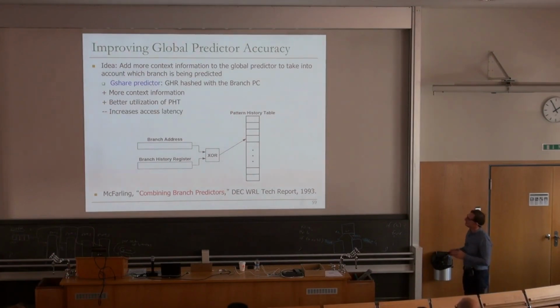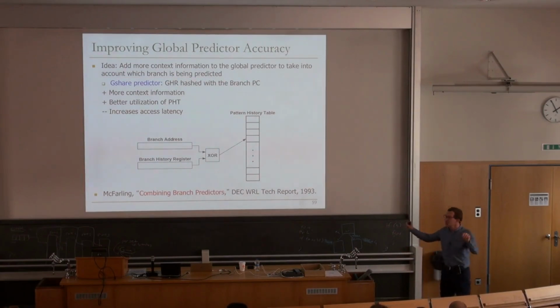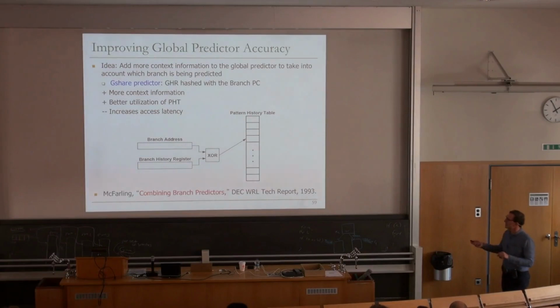Okay, cool. Of course, what is the downside? It increases your access latency, but that's going to be true of everything that we're going to examine going forward, I think. So this one also increases your access latency because you have a mux to select between different outcomes of the pattern history tables.